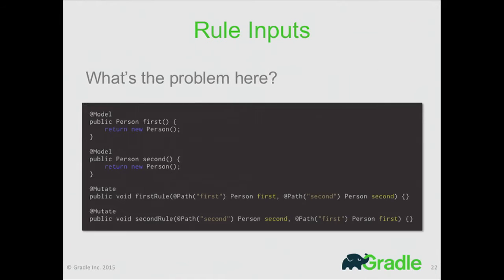Okay? So given that idea, and hopefully everyone can more or less read this. I had to make the text kind of small to make it fit in the slide. But what's the problem here, right? Here we're creating a model element called first, which is a person, and a model element called second, which is a person. And then we're defining a rule. The subject of the first rule is the first person, and the input is the second person. And then the subject of the second rule is the second person, and its input is the first person. It's a circle. It's a cycle, right?